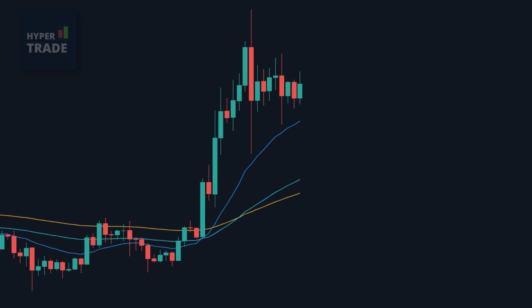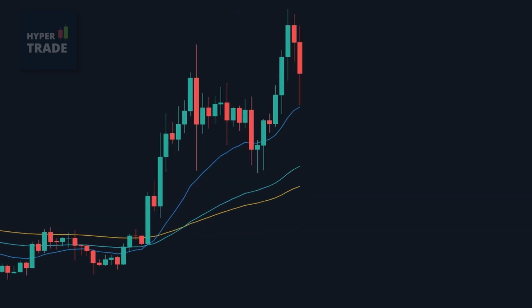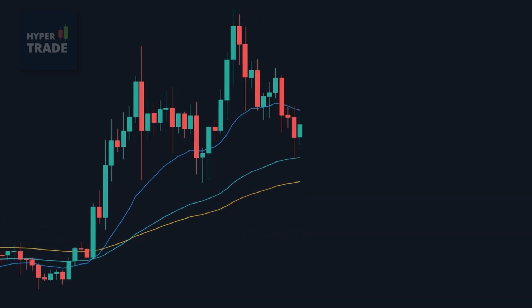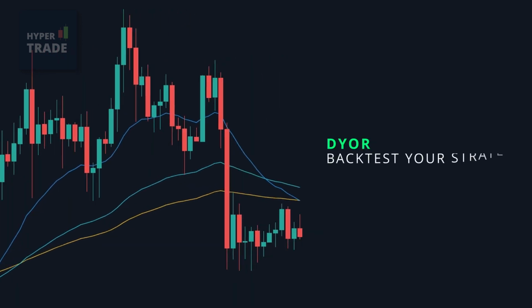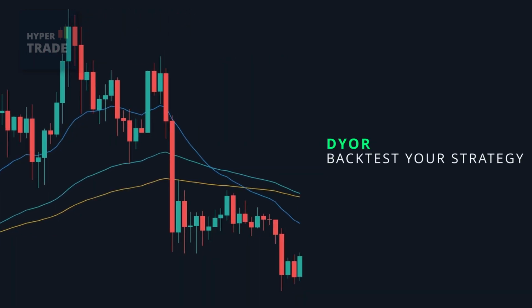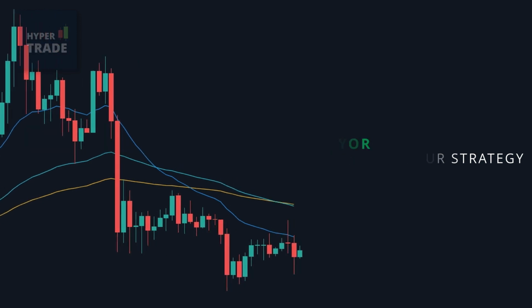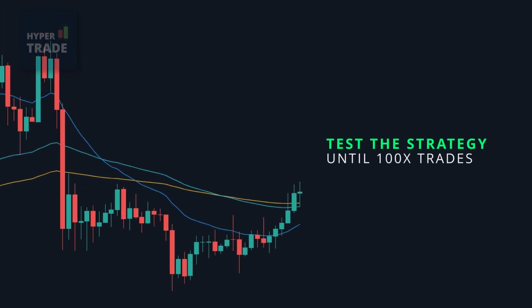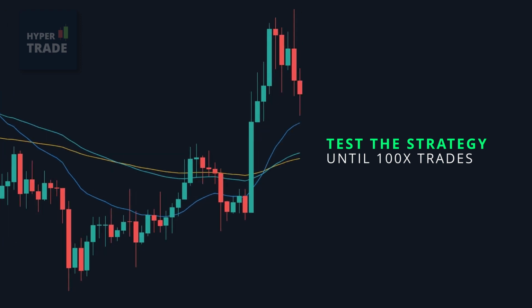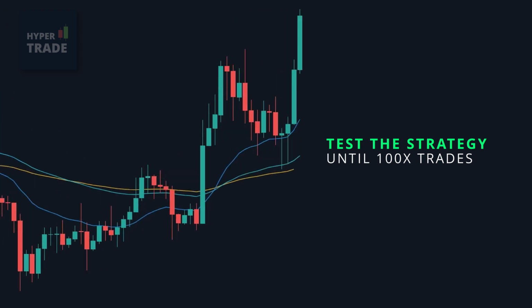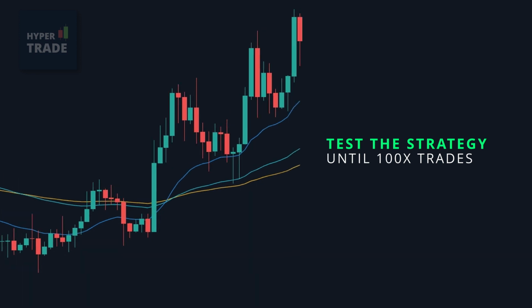We've just discovered a highly profitable trading strategy, both for long and short trades. However, traders should not rely solely on these results. Instead, they should backtest the strategy first with historical market data. Backtesting usually takes around 100 trades to be completed. After backtesting is done, if the strategy is still profitable, traders can move on to paper trading.